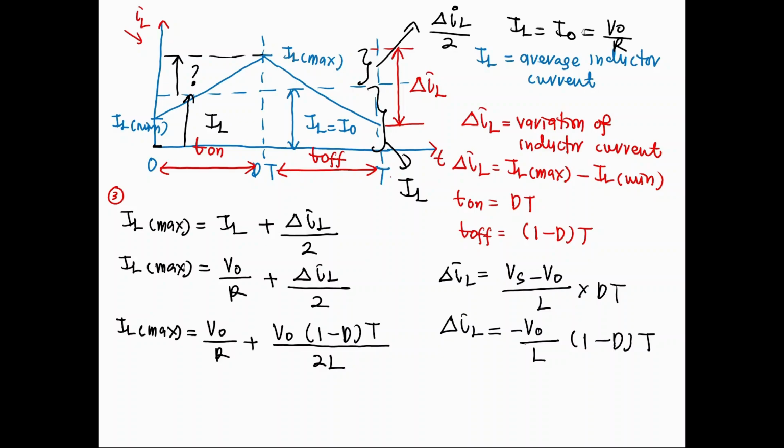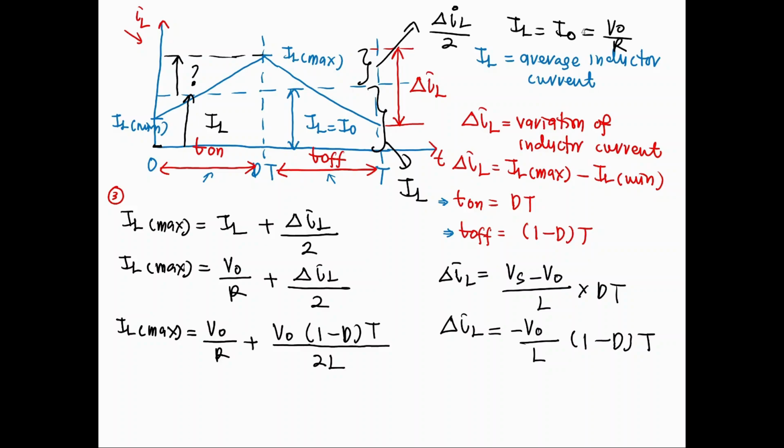The x-axis is time: 0, DT, and T. Remember, T on is the duration for your switch to be turned on, which will be equal to DT. T off, the duration of your switch being turned off, will be equal to 1 minus D times T. This part over here is T on and T off. The y-axis is the amplitude of your current, in this case our inductor current.